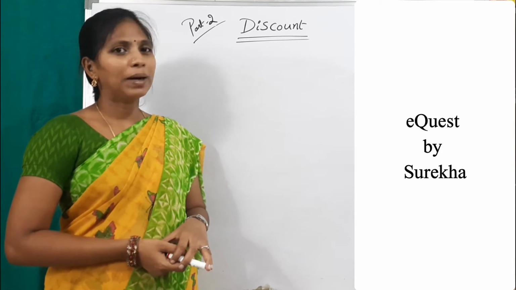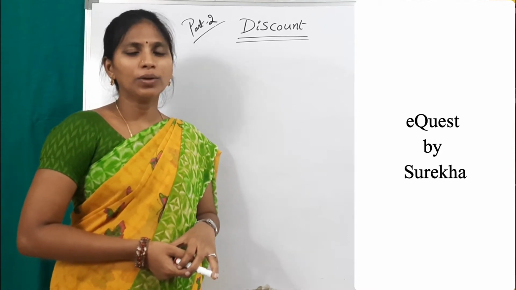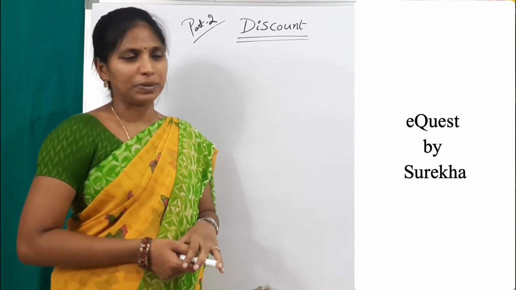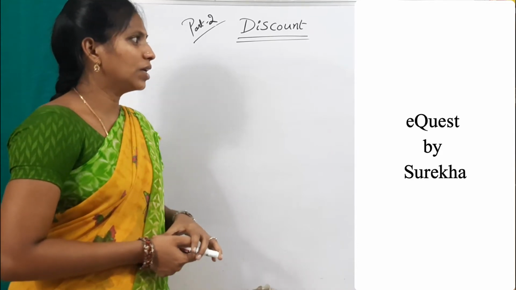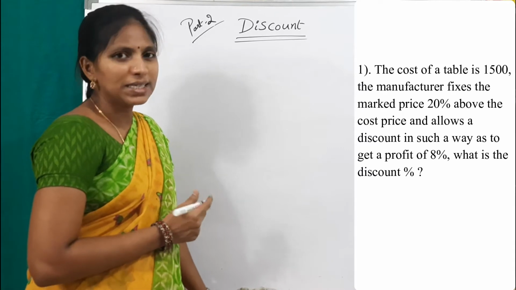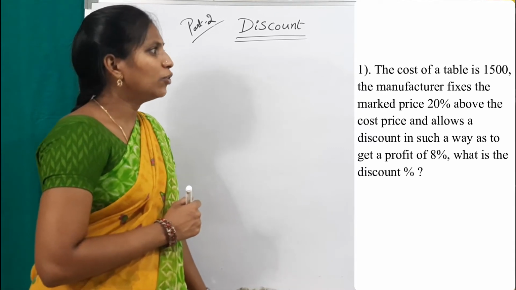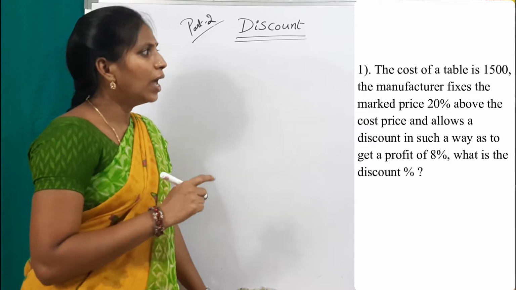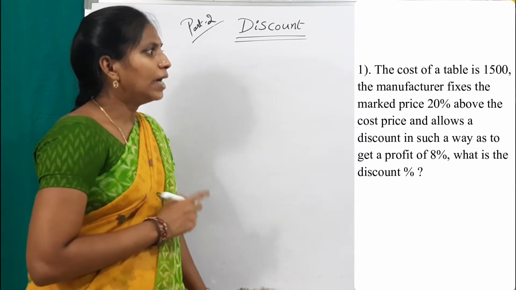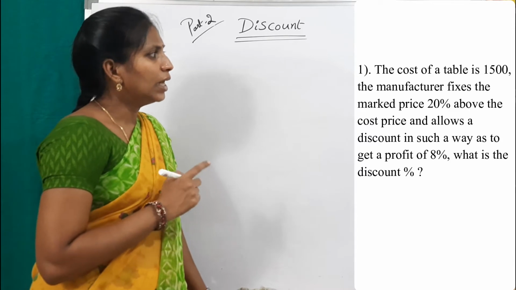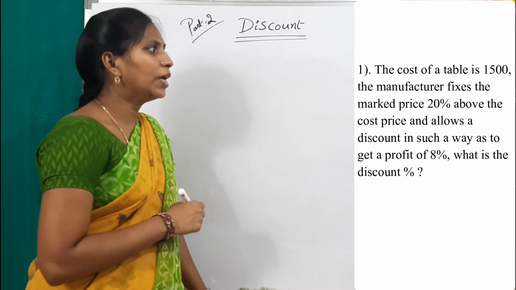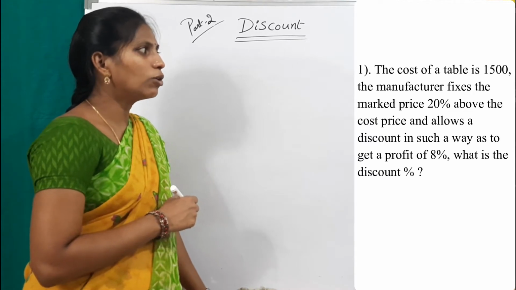Topic: discount, part 2. In this video, I want to explain 4 very important questions in the discount concept. See the first question. The cost of a table is 1500 rupees. The manufacturer fixes the market price 20% above the cost price and allows a discount in such a way as to get a profit of 8%. What is the discount percentage?